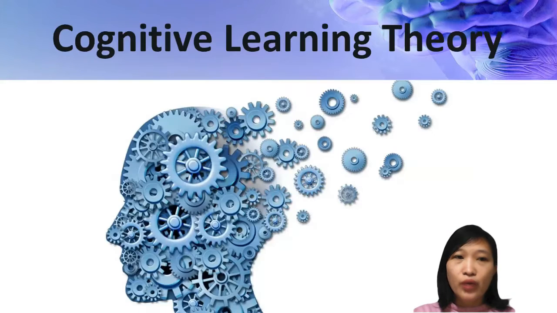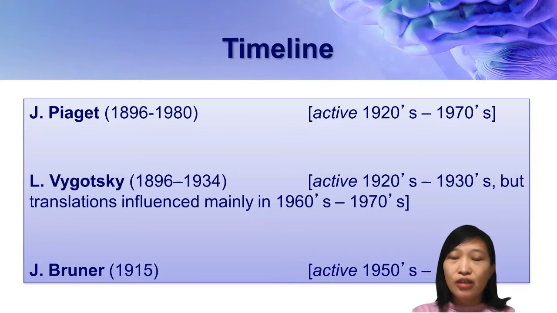Now, we go to cognitive learning theory. Cognitive learning theory explains how internal and external factors influence an individual's mental processes to supplement a particular learning. The proponents of cognitive theory are Jean Piaget, Vygotsky, and Jerome Bruner.